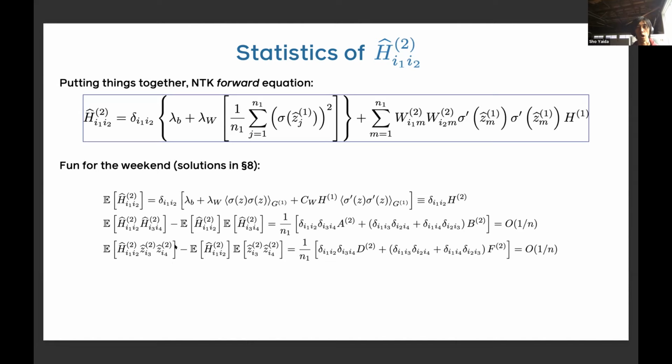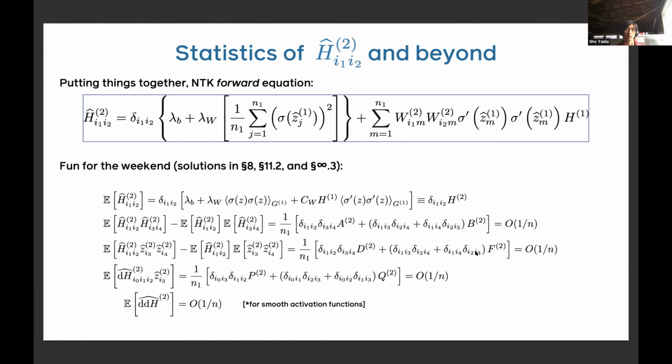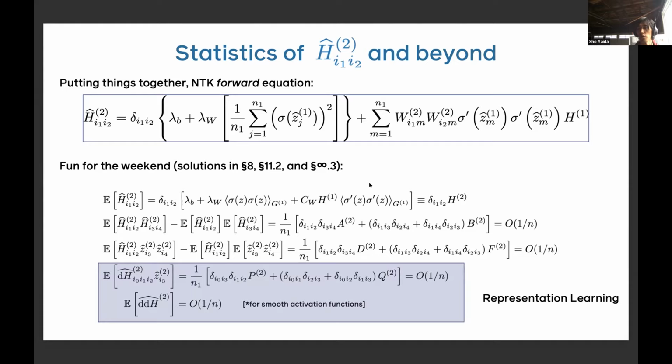D2 and F can be evaluated concretely. And you can go further and try to do the evaluation for DNTK, DDNTK, and you get this 1 over n suppression again. If you go higher, it's going to be 1 over n squared. I leave getting the expression for P2 and K2 as your exercise, and again, solutions are there. One important lesson to take out from this is that now DNTK is not zero. So it starts to let you do representation learning.